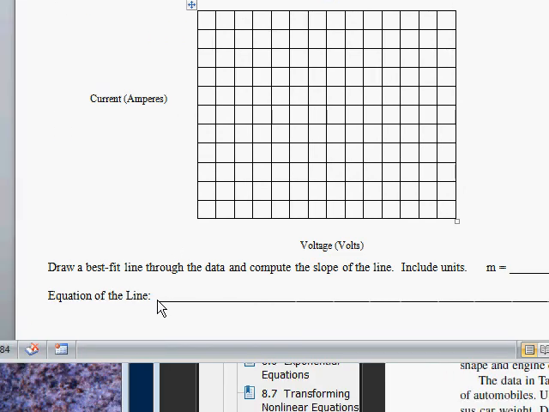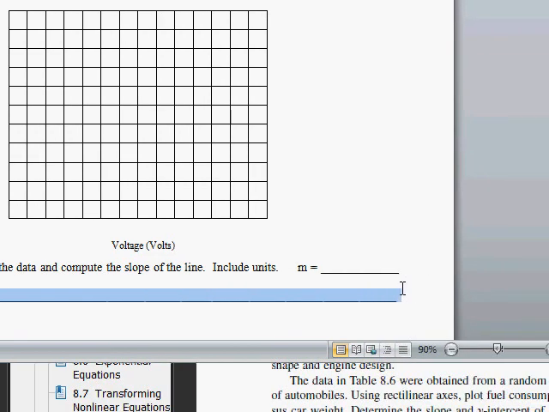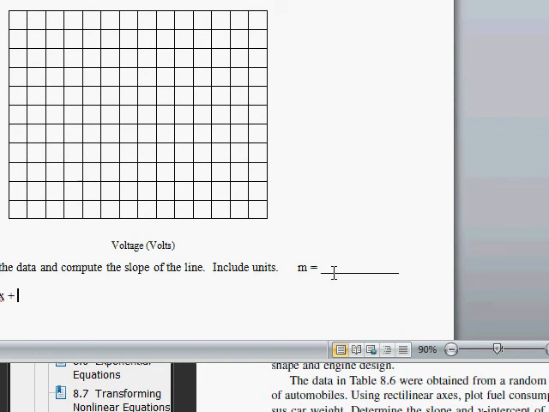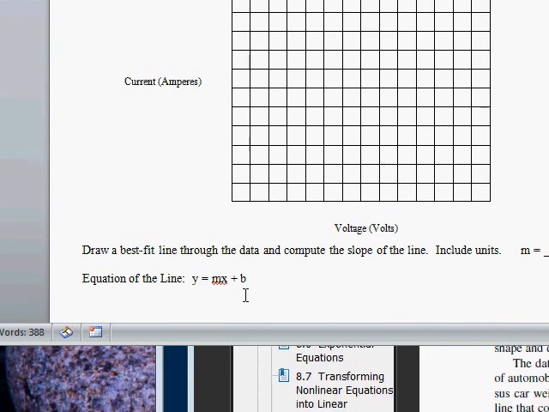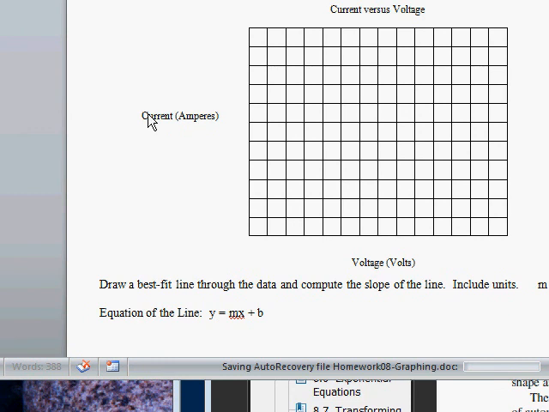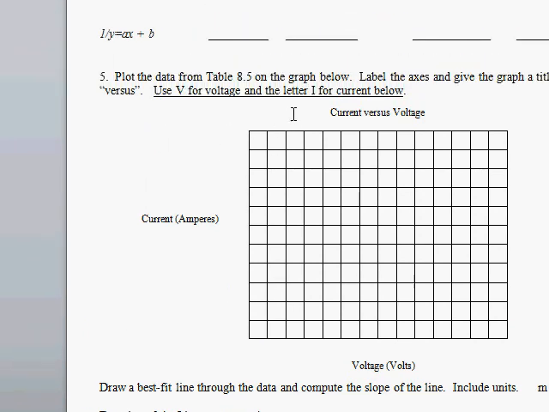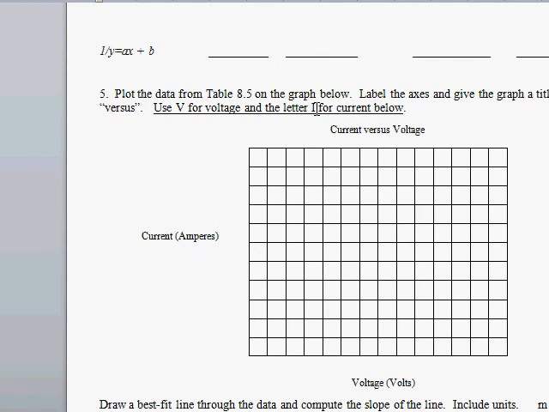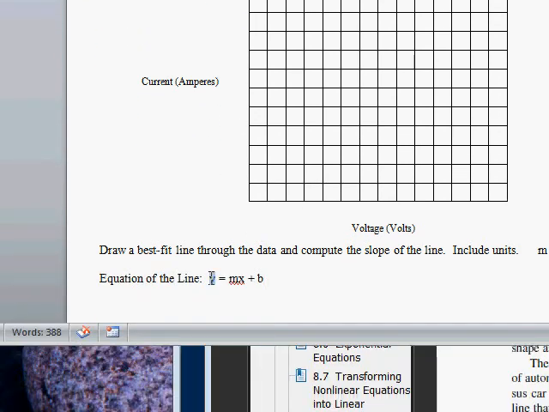And down here it says the equation of the line. Now what you normally think of for the equation of the line is y is equal to mx plus b. But rather than doing that, we want to replace the y with the current. Now the letter that's commonly used in electric circuits is the letter I for current. So we're going to do what the instructions say and use I for current.